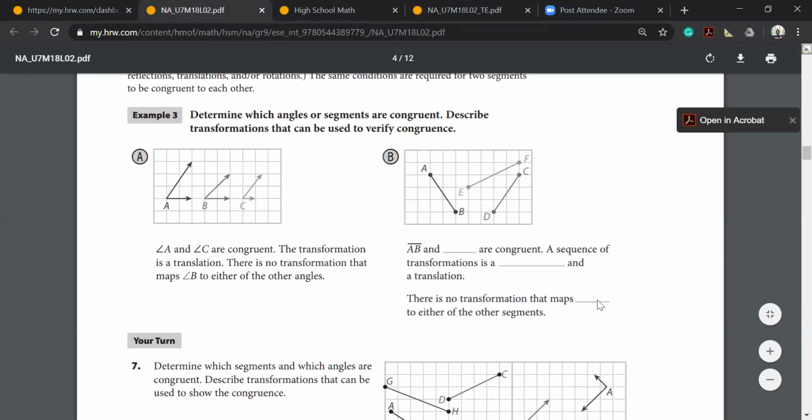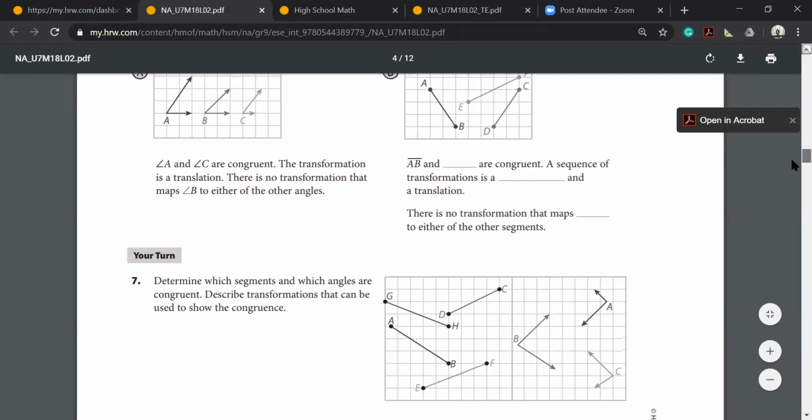There is no transformation that maps what to either of the other segments. There is nothing that maps EF to one of the other segments. So just write A and B. For question B, here we wrote AB, CD, and then a reflection and translation, and then here EF.